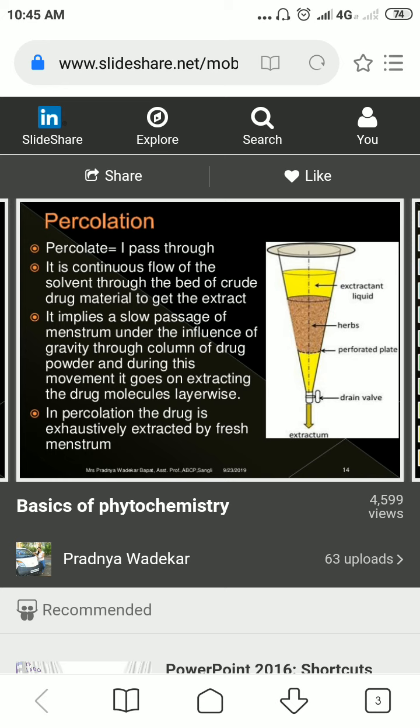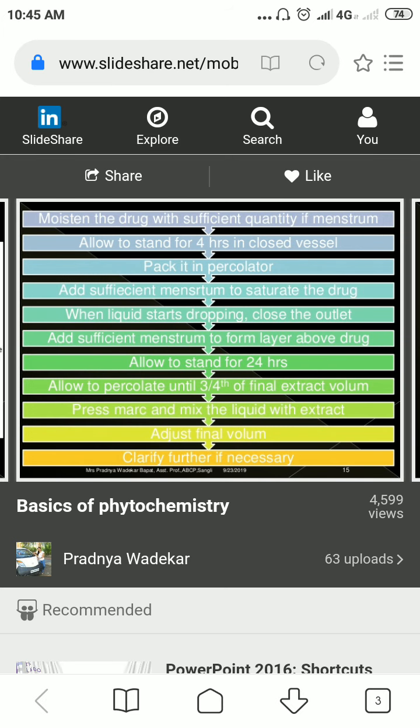In percolation the drug is exhaustively extracted by fresh menstruum. These are the different steps of the percolation method. The first step: moisten the drug with a sufficient quantity of menstruum. First you put your herbal powder in the percolator, above the perforated plate. Then completely moisten the drug with the solvent used. Then allow to stand for 4 hours in a closed vessel.